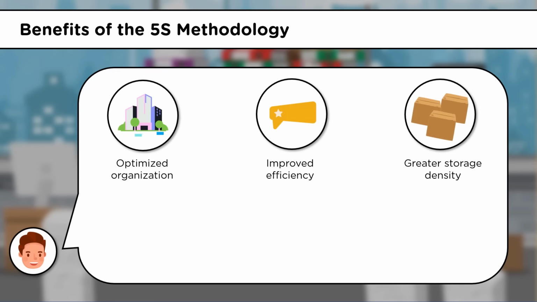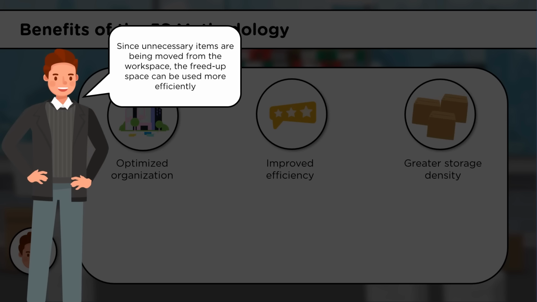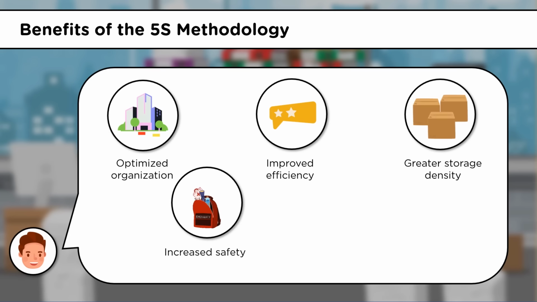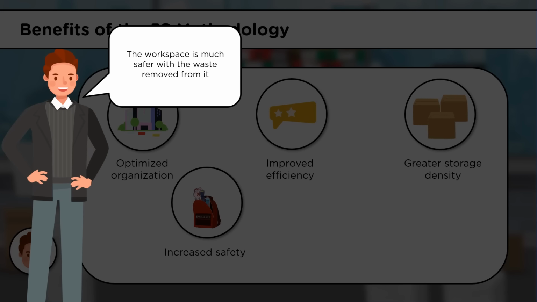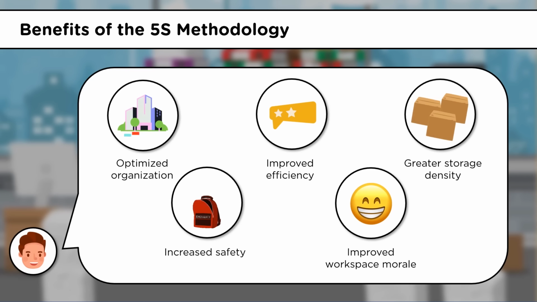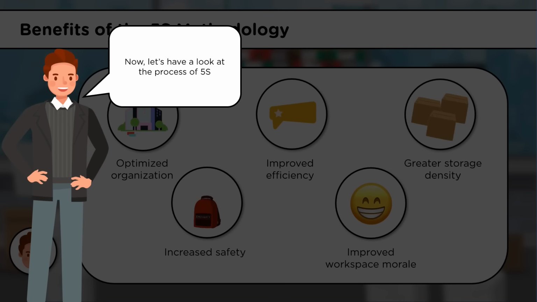Next, we have bigger storage density. Now, since 5S is mainly focused on removing the unnecessary items from the work area, there's a lot of free space open for efficient usage. Then, there's increased safety. So now that all the unnecessary clutter and waste is removed from the work area, it's much safer for the employee to work in. And finally, we have improved workspace morale. Now, since the workspace is a lot cleaner, safer, and more organized, the morale among employees is also greatly improved. Now, let's have a look at the process of the 5S methodology.